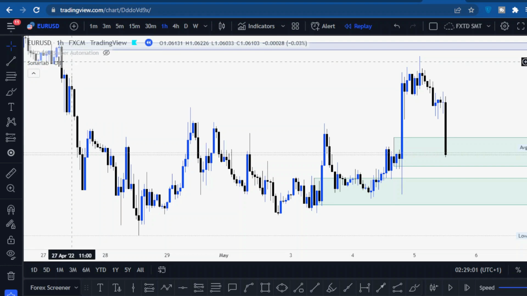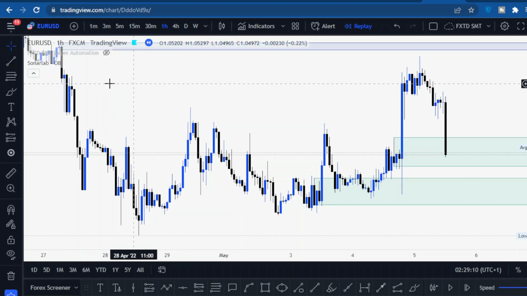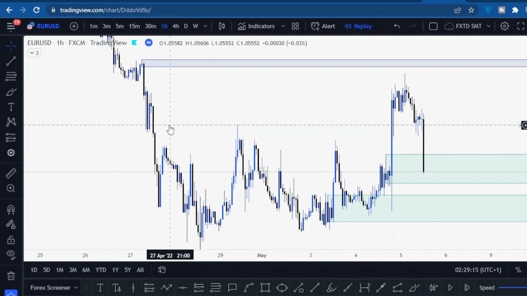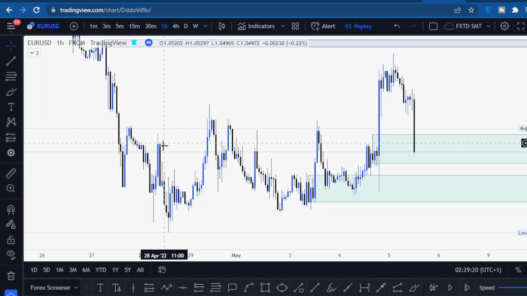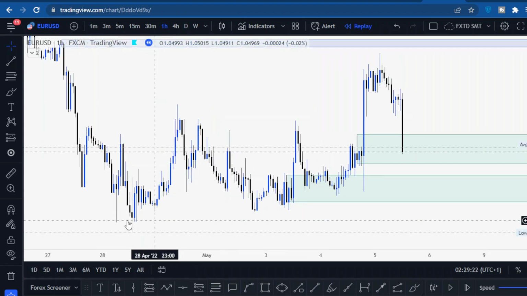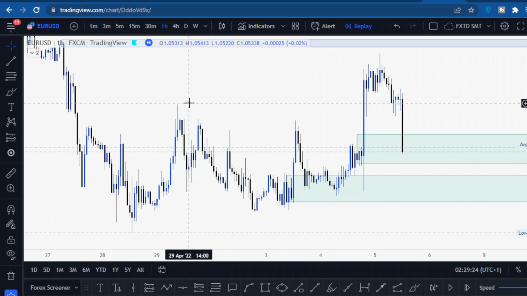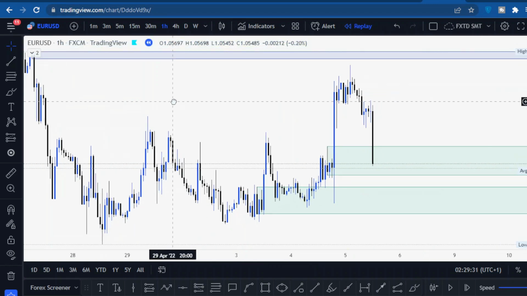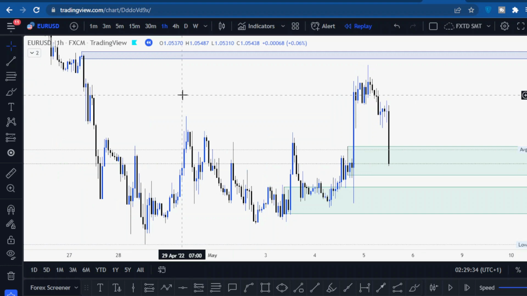Shout out to Sonar Lab, the owner of this indicator. I'm not the creator of this indicator, so shout out to him, but we're going to be using this for educational purposes. What you can do with this indicator is easily identify these points, the most recent order blocks, possibly unmitigated order blocks.